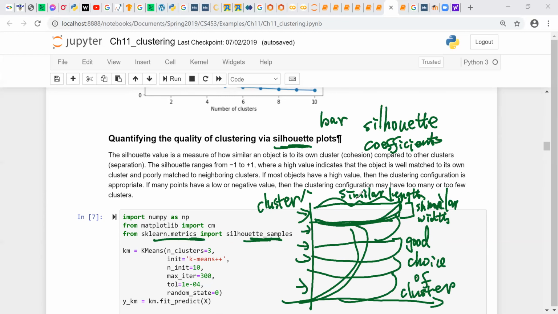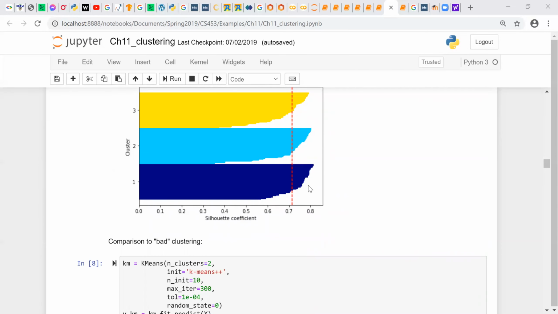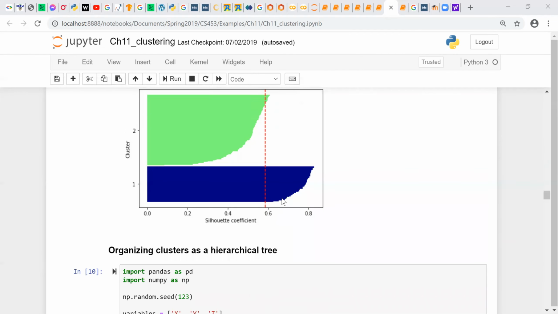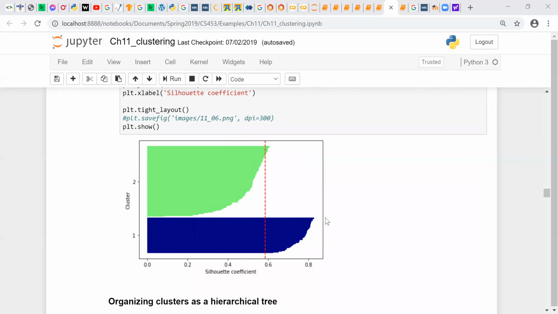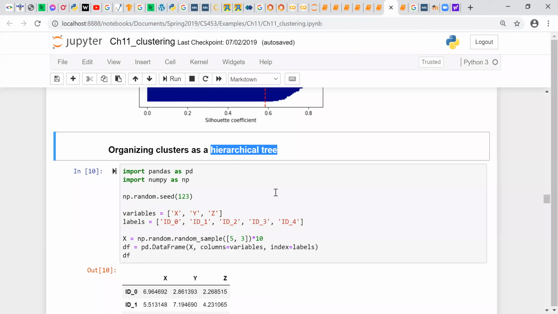So with k-means, we can use the silhouette to help us find the best number of clusters. If you have a silhouette bar drawing like this, that's good. Otherwise, if you have this kind, that's not a good choice of number of clusters. And for hierarchical clustering, we use the dendrogram. So let's take a look at what that is.